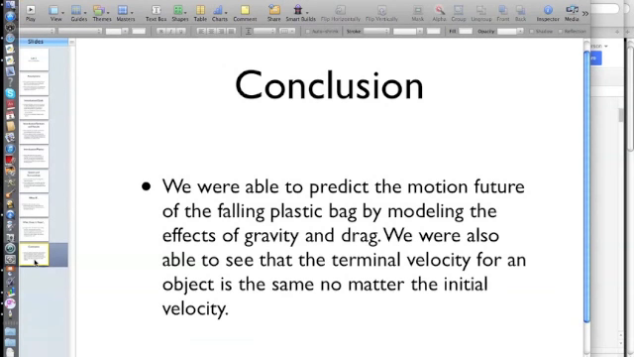In conclusion, we are able to predict the future motion of the falling plastic bag by modeling the effects of gravity and drag. We are also able to see that the terminal velocity for an object is the same no matter the initial velocity.